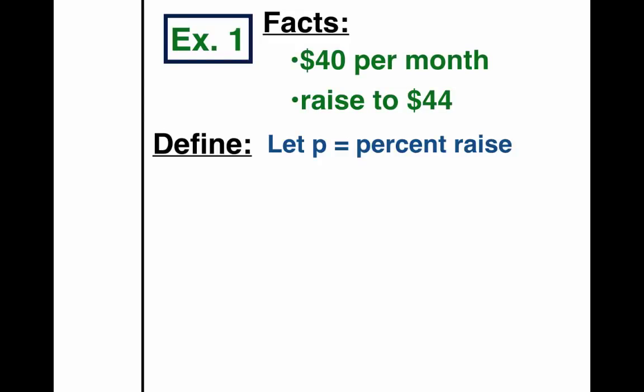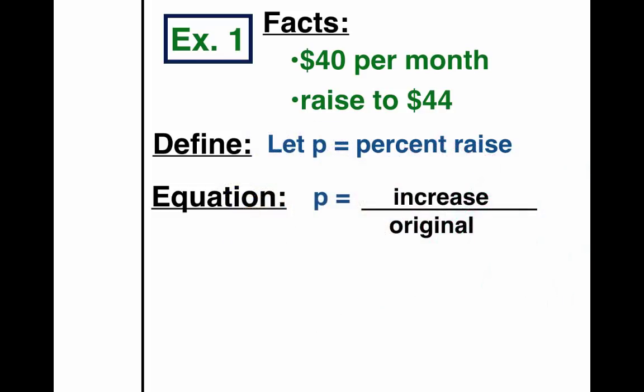Okay. We've got the facts, we've defined a variable, time for an equation. Here's the equation we're going to be using. His percent raise is going to be his increase over his original. We're going to write a fraction of his increase over his original. How much money did he increase? When he went from $40 to $44, how much more money does he go up? Yeah, he goes up $4.